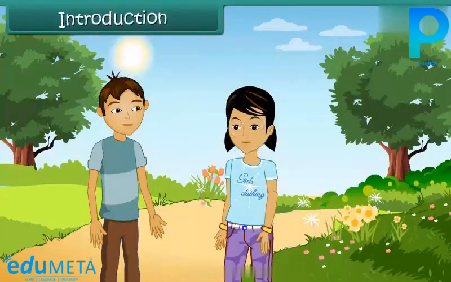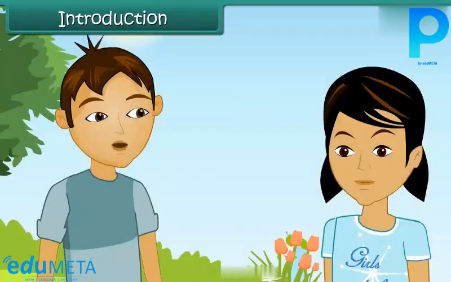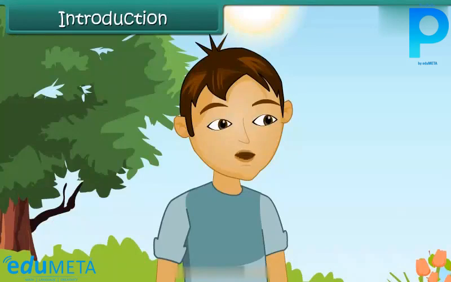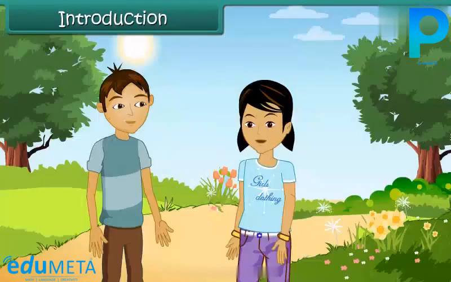Introduction. Come Rahul, let's play a game. Which game are we going to play? We are going to play a game in which we will look at each other without blinking our eyes. Whoever blinks first will be the loser. Ruchika, I am sure that I will win. Wow, you are so confident.